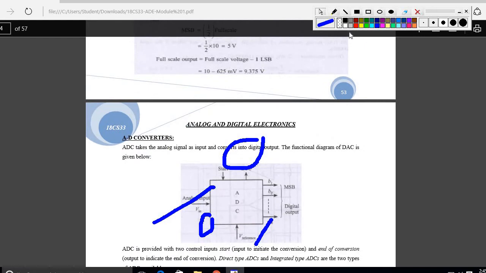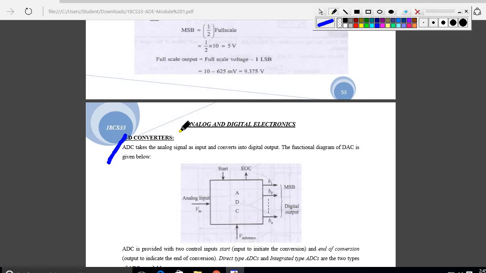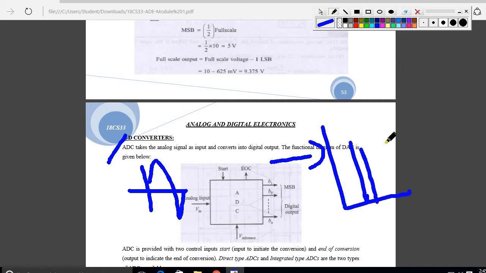Okay, so the next concept is the AD converter. ADC takes the analog signal as an input and converts it to digital output. In the last class we have already seen that we converted the digital input signal to an analog signal, right? So here a sinusoidal waveform will be converted into digital outputs. Is it clear?